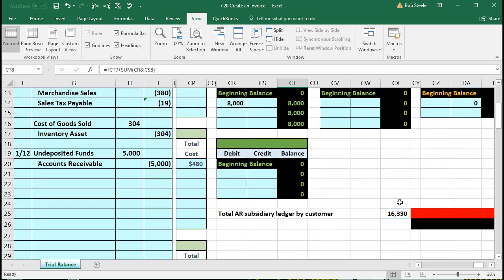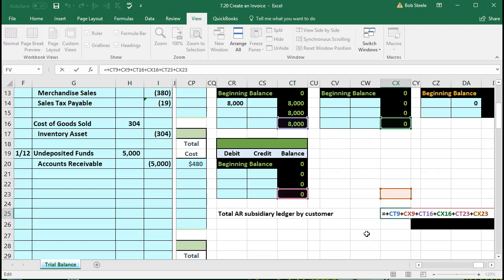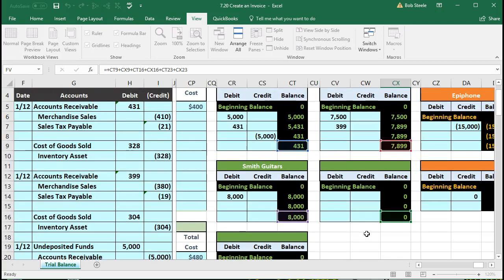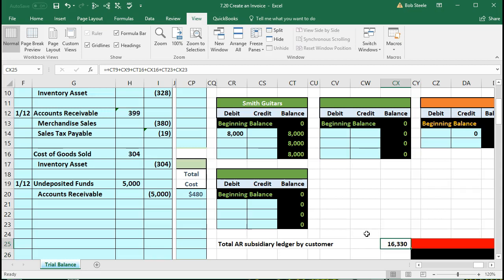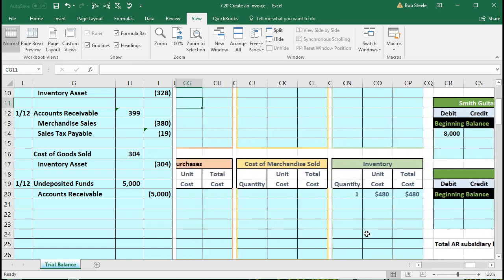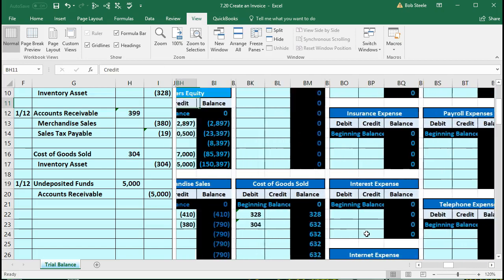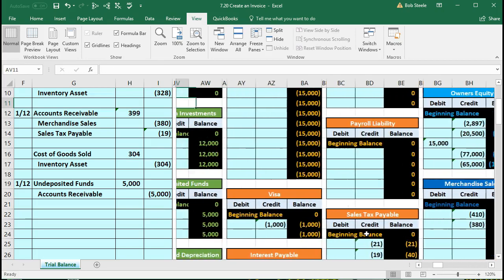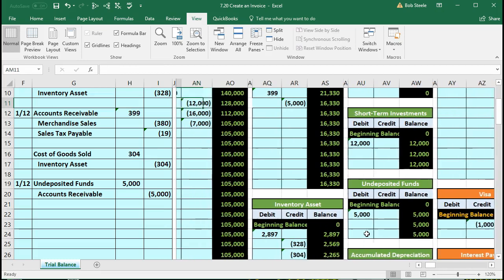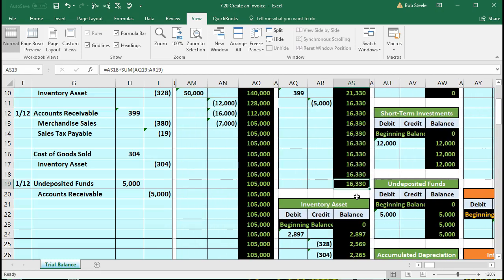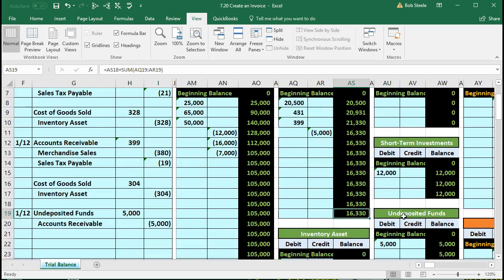If we were to add up all receivables from all customers who currently owe us money, we get 16,330, and that should be the amount on the general ledger. Let's double check that. I'm scrolling back over to the general ledger, all the way back over to the green accounts, and there we see 16,330.